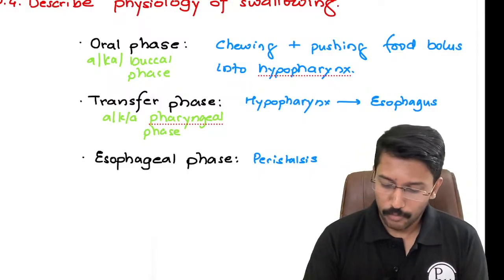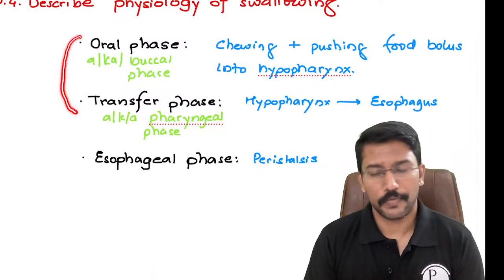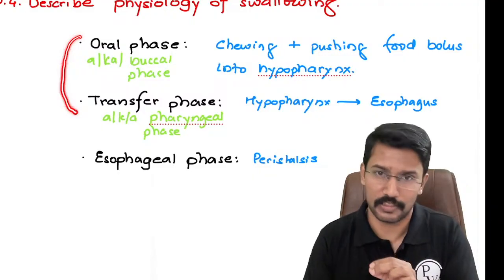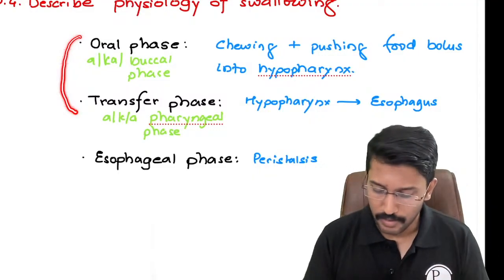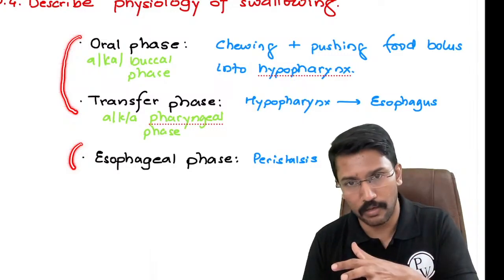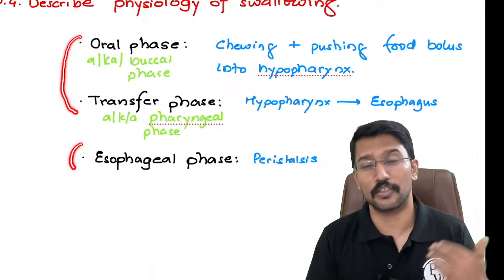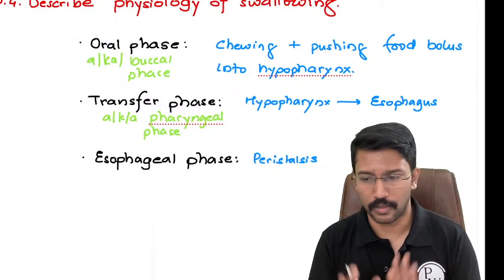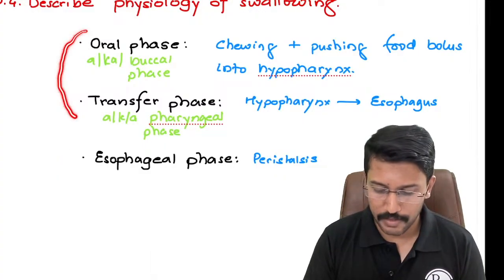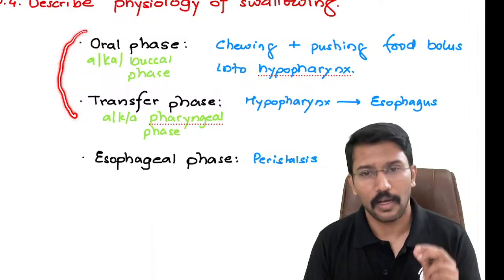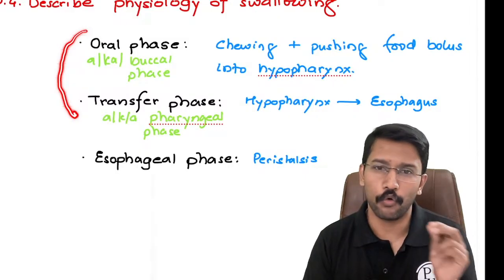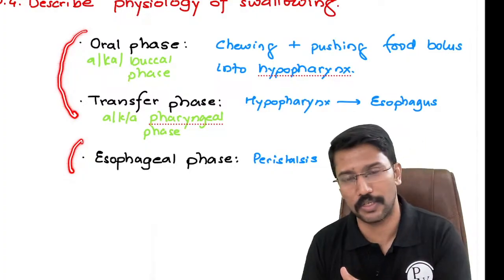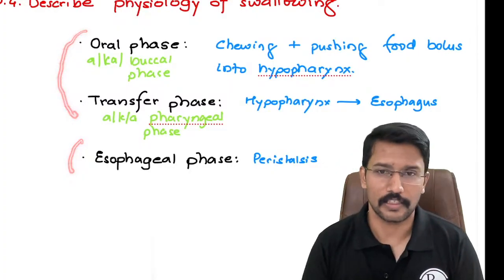Now, when I have problems in the oral or the transfer phase, we can call it high dysphagia or oropharyngeal dysphagia. And when I have a problem in the esophageal peristaltic movement or other issues with the esophagus, and that is why I am experiencing dysphagia, we call it esophageal dysphagia. Okay, clear? When we have problems in the oral phase or transfer phase, we call it high dysphagia or oropharyngeal dysphagia. When we have a problem in the esophagus, we can call it low dysphagia or esophageal dysphagia.